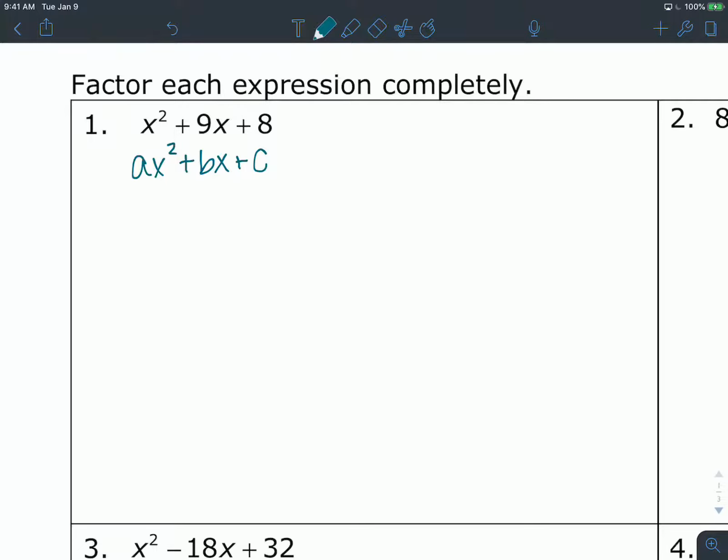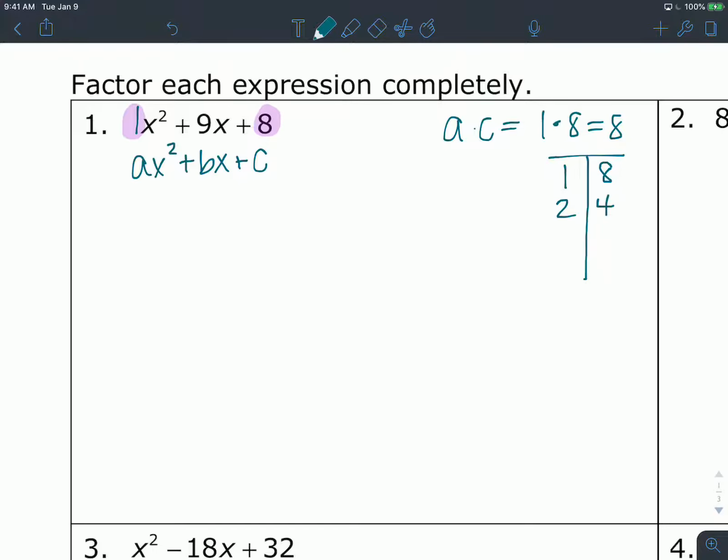And we're going to take this a value, which, since there's not a number in front, we know is a number 1. So we're going to take that a and multiply it times our c value, which is 8. So a times c is 1 times 8, which is just 8. Once we get that number, we're going to find factors of that number, hence the name factoring. Factors means two numbers that multiply together to give us 8. So numbers that multiply together: we have 1 and 8, 2 and 4. If you go any bigger than 2, you get 3. 3 doesn't multiply into 8, and once you get past 3, you get back to 4.